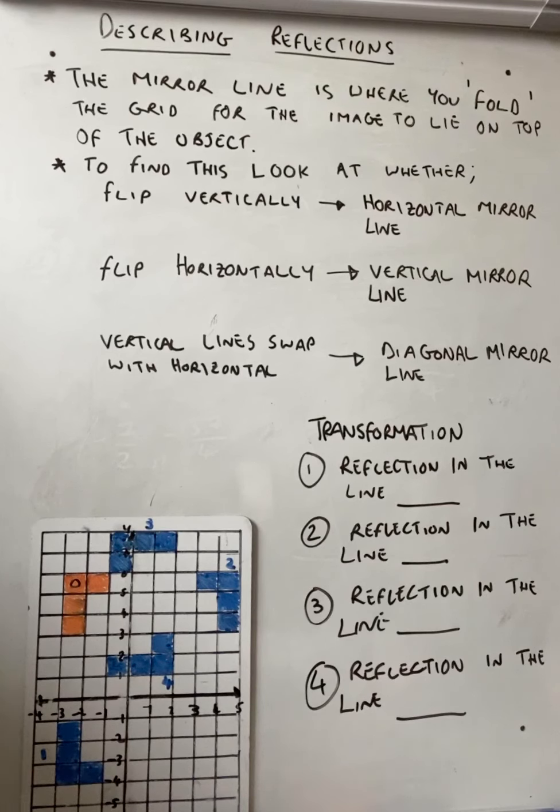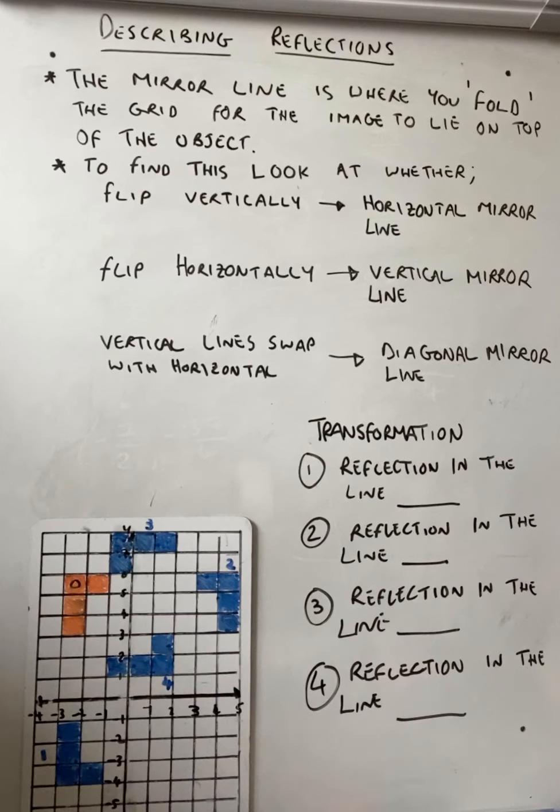Now, I can't physically do this without actually drawing a piece of paper and doing it. So we're going to have to see if we can do it by using our imagination. And the other point I've put is about whether the reflection or the mirror line is a vertical mirror line, whether it's a horizontal mirror line, or whether it's a diagonal mirror line.